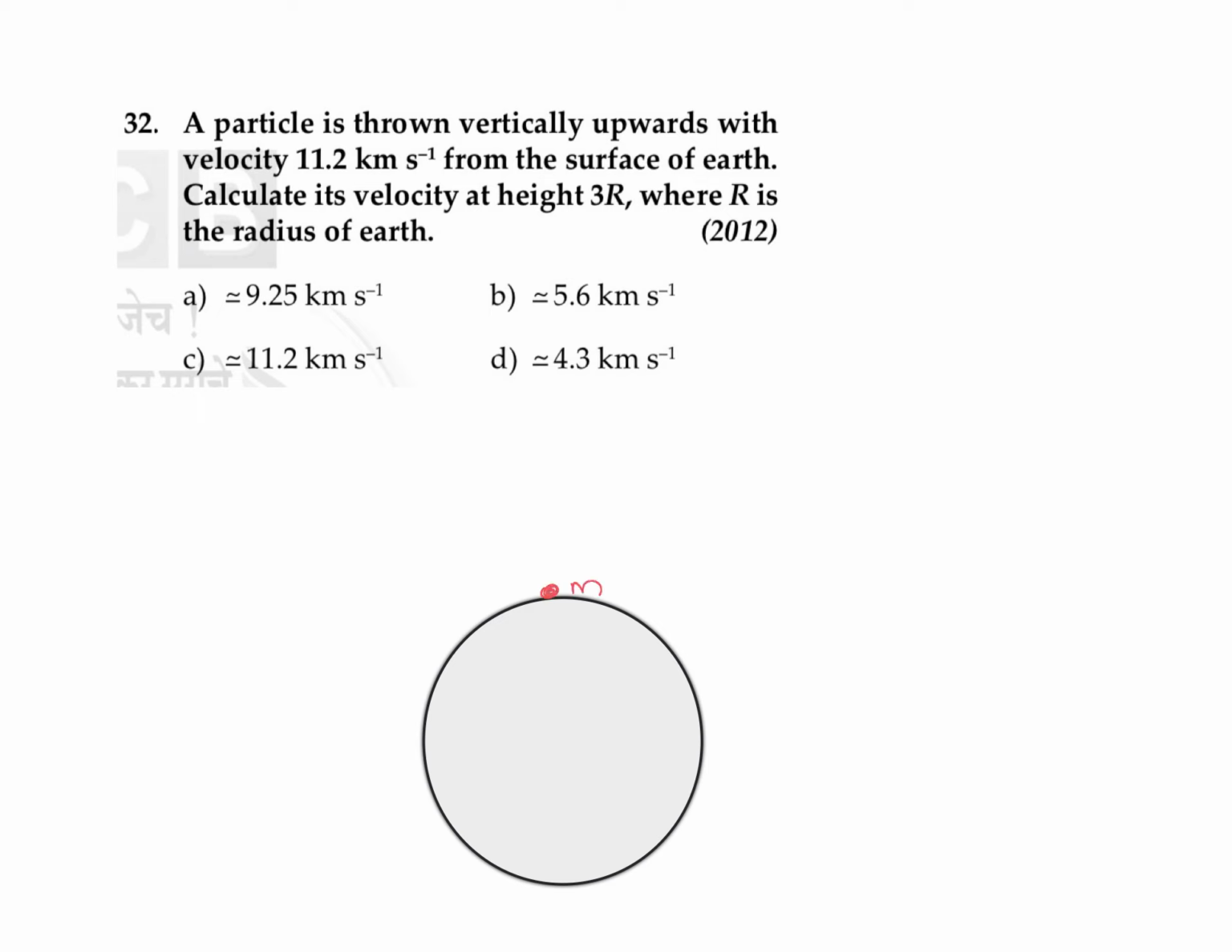If an object is projected from the surface of Earth vertically upward with a velocity equal to the escape velocity, it is not going to come back. Its velocity keeps on decreasing, but it will never come back to the Earth's surface. Our aim is to find the value of its velocity. Let's say the velocity becomes v at a height equal to 3r. So we can take this distance as 3r.